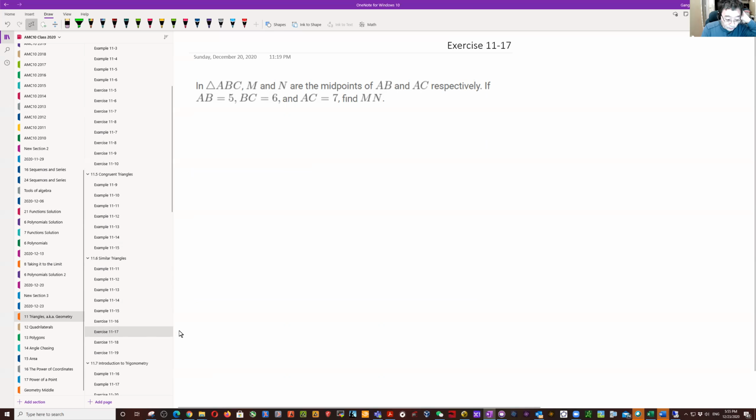So this theorem is actually used quite often to find side ratios.